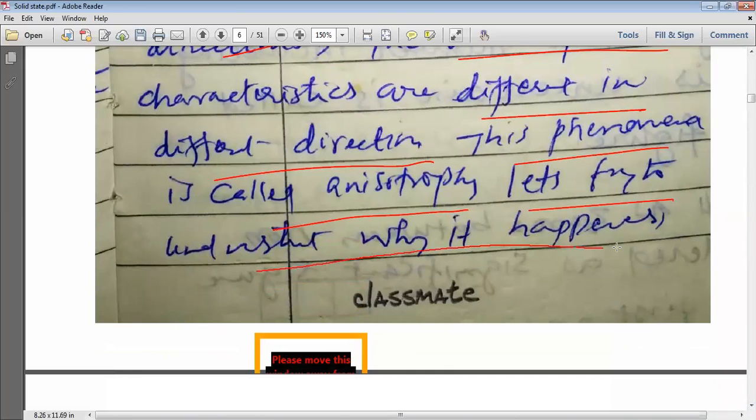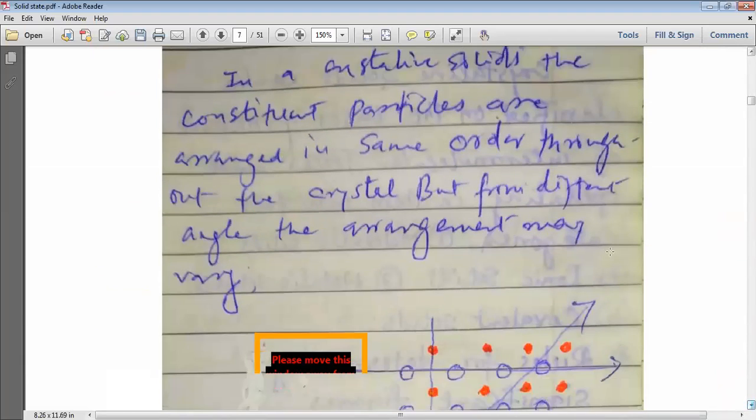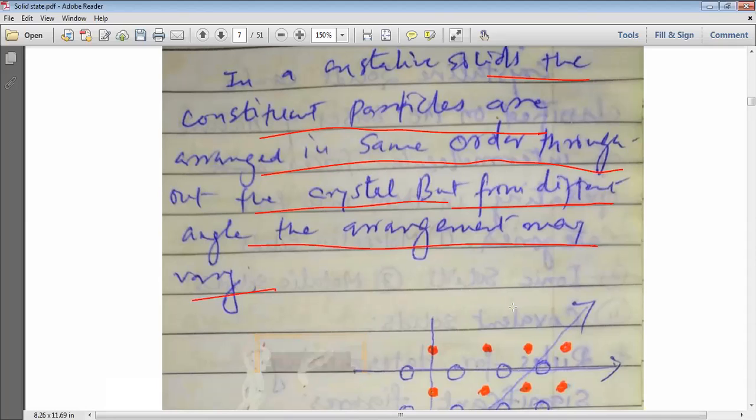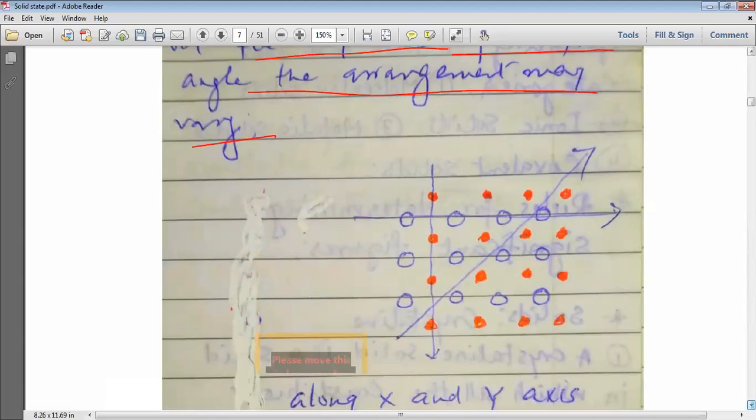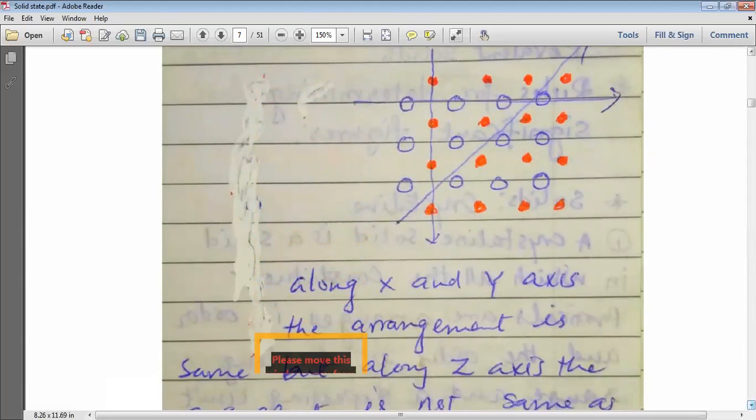Let us try to understand why anisotropy happens. In a crystalline solid, the constituent particles are arranged in some order throughout the crystal, the same order throughout the crystal, but from different angles, the arrangement may vary. Vary means it is different in a different way. It is not VERY, but it is VARY. Please note, my dear students.